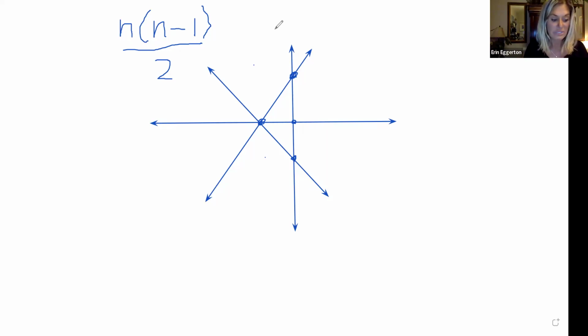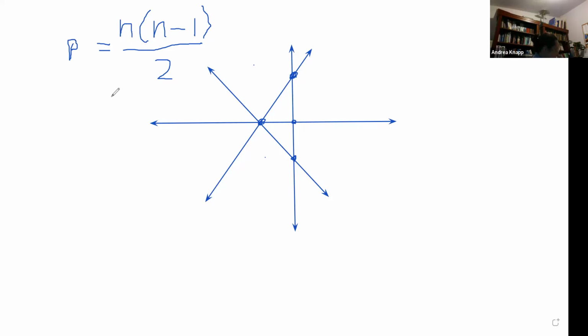Sometimes deriving it, you can figure it out from the geometry, and sometimes playing with the numbers can help you figure it out. So let's just look at some of the numbers that we have here. The n is supposed to be the number of lines, and the formula is for determining the greatest possible number of points. So I'm just going to say this equals our greatest possible number of points.